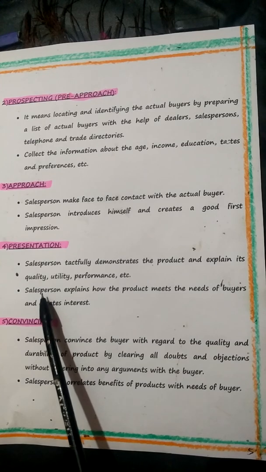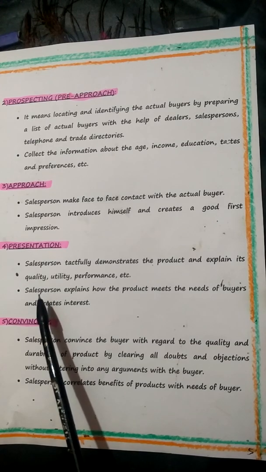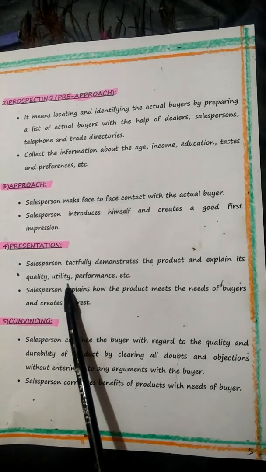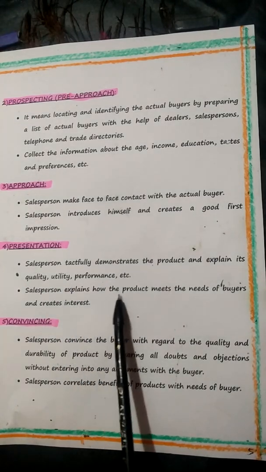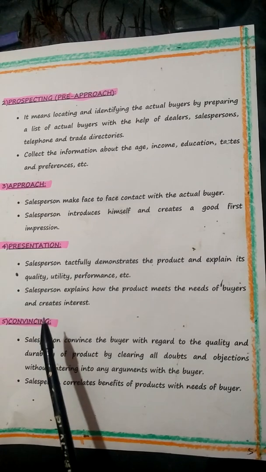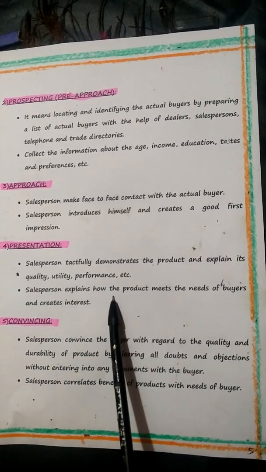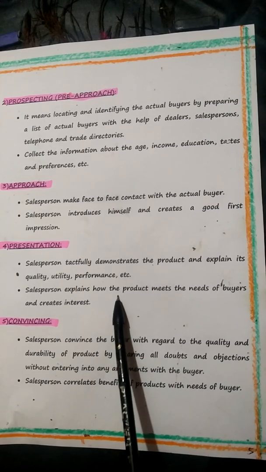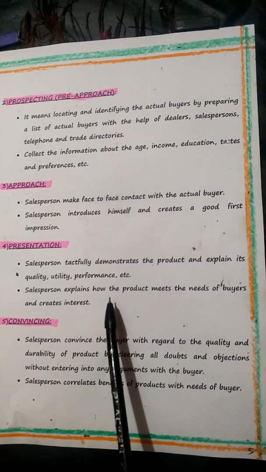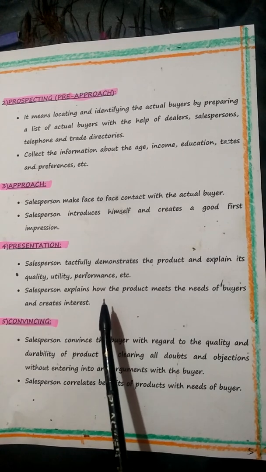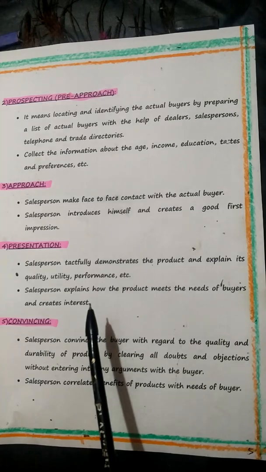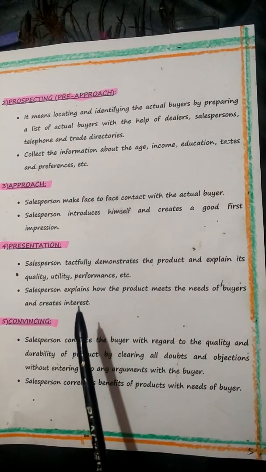Here what happens, the salesperson's presentation makes the sales relevant and builds rapport. If the presentation is good, you can build a rapport very quickly. Salespeople explain how the product meets the needs of the buyers and creates interest. So important, children. Please make a note here. Here you're going to use your showmanship presentation. Showmanship is very important. Animation, use of physical demonstration, use of graphics, all kinds of techniques, technology. You're going to impress the prospect and then make him a potential actual buyer.